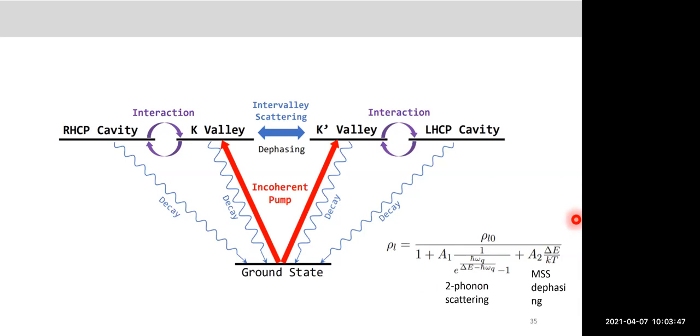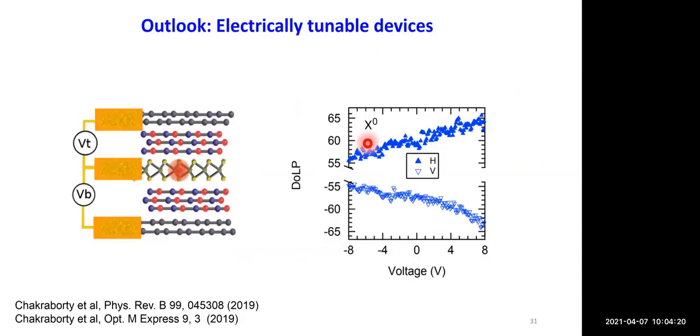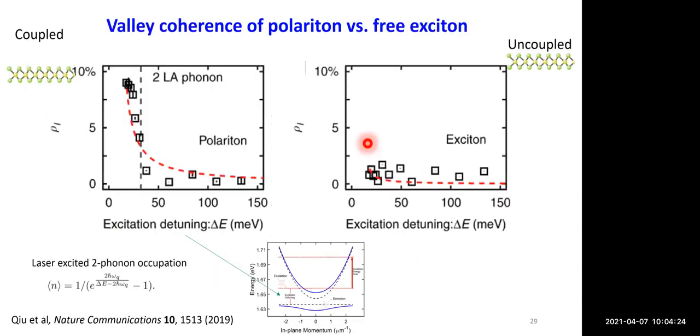Yeah. So what we see over here is the phonon scattering mechanism. This is the K valley and the K prime valley, and the two-phonon mechanism. This scattering process causes a depolarization between the K and the K prime valley. The energy is supplied by our laser detuning energy, right over here. This laser detuning depends on your two-phonon occupation number, and this is what we are showing in the PLE measurements.